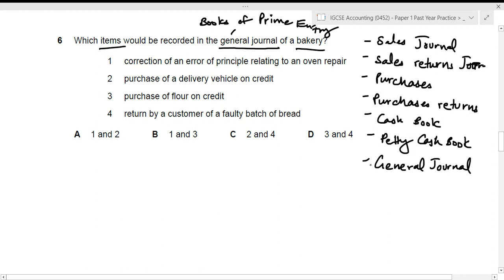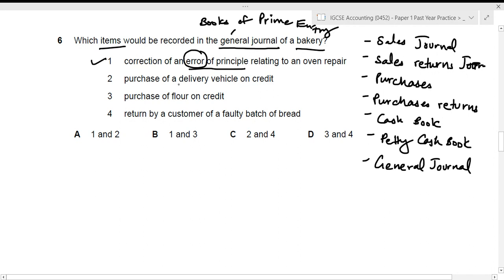So technically it's a very wide range of entries that goes into the general journal. Anything that cannot fit in the other 6 journals will go in the general journal, which normally can be errors, adjustments, year end closing entries, and so on. So the first item is correction of an error of principle. Remember, an error will definitely not go in any of the journals except the last, that is the general journal. So this will go for sure.